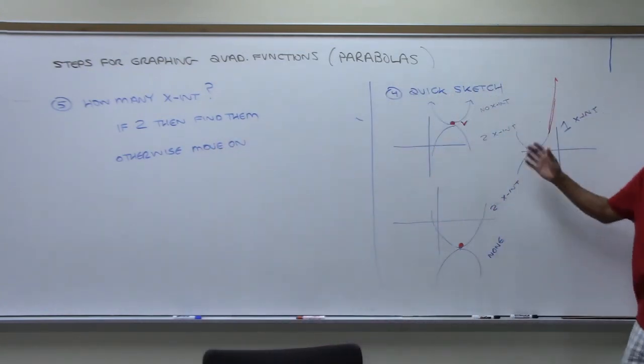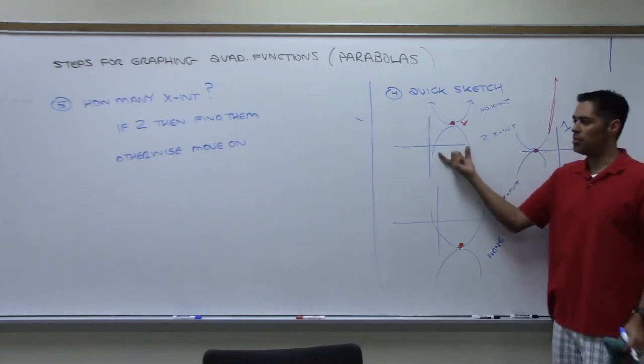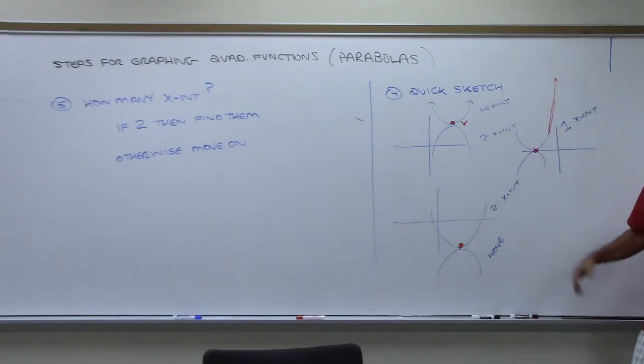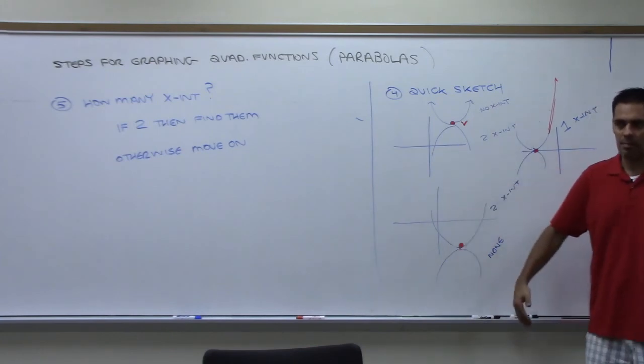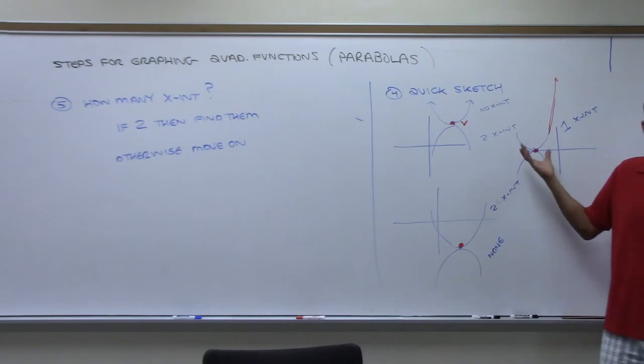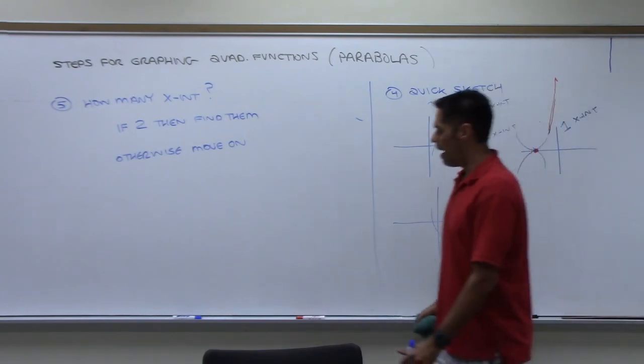So I was back here, I said, I can do a quick sketch. Oh, look, I've got 2 x-intercepts. Now I have to go find them, right? What if I have no x-intercepts? I just skip to the next step. What if I have 1 x-intercept? Well, I skip to the next step because I've already found it. There it is. How do you find them?